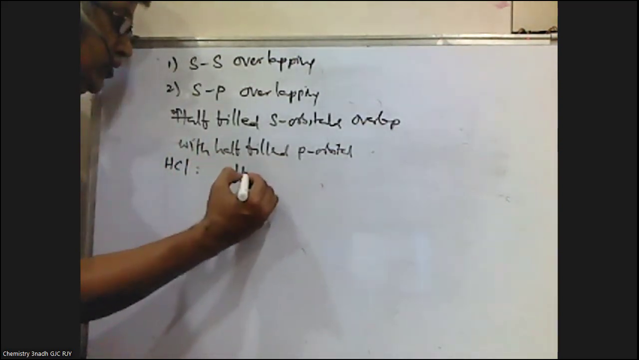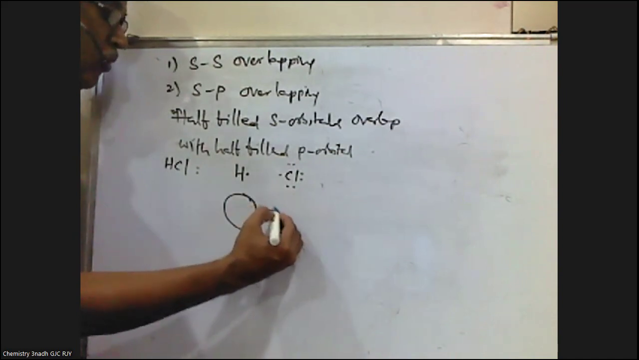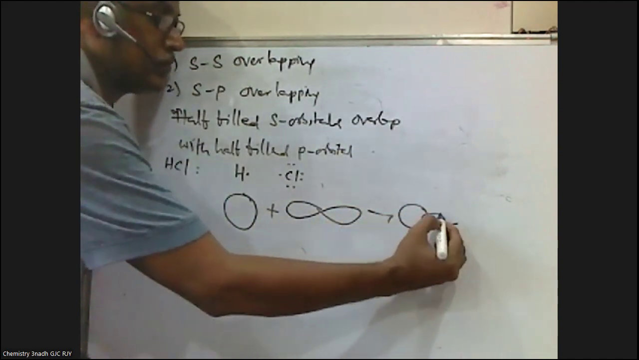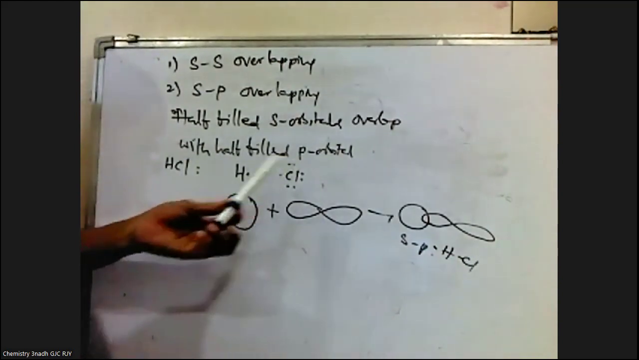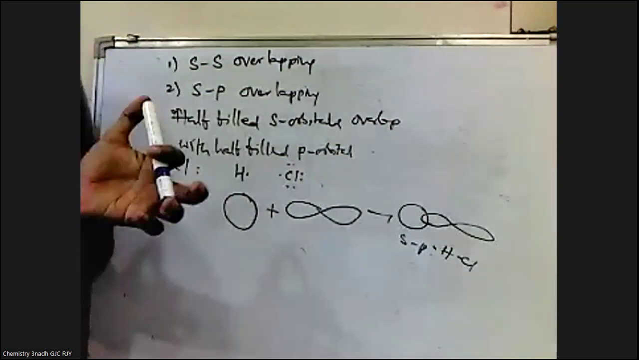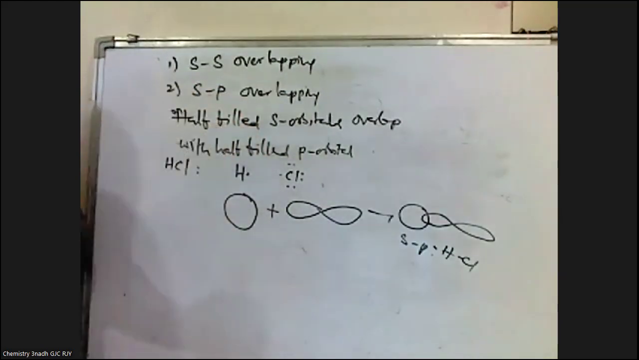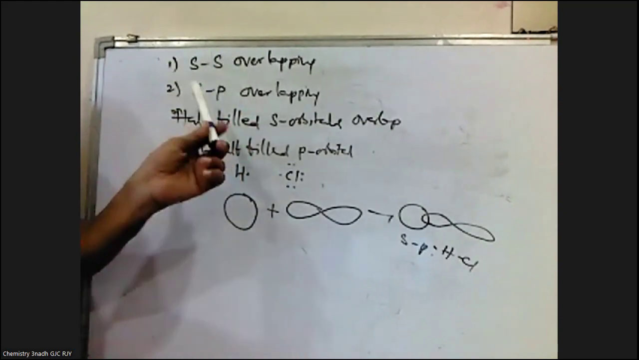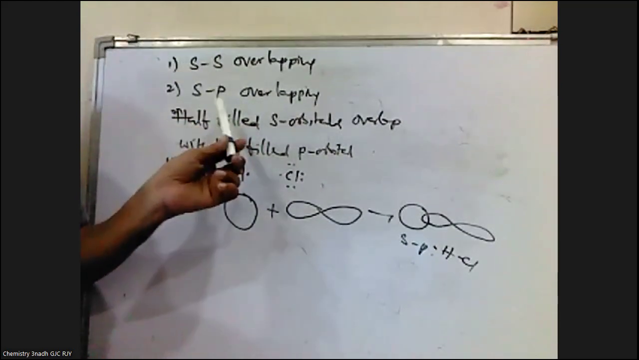We can observe sp overlapping in the formation of HCl. We know the Lewis structures of hydrogen and chlorine. The 1s atomic orbital of hydrogen overlaps with the p orbital of chlorine, undergoes sp overlapping and forms the H-Cl bond. So SS overlapping occurs between a half filled s orbital of one atom and a half filled s orbital of another atom, and sp overlapping occurs between a half filled s orbital of one atom and a half filled p orbital of another atom.